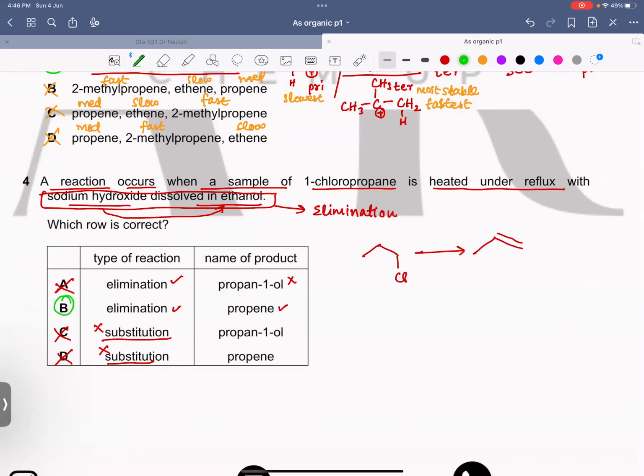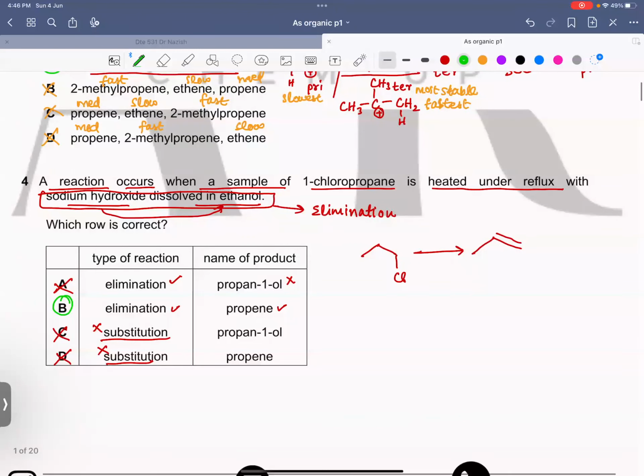Yes. It's elimination. When sodium hydroxide is with water, then substitution would occur, and we also call it hydrolysis as well. Okay.